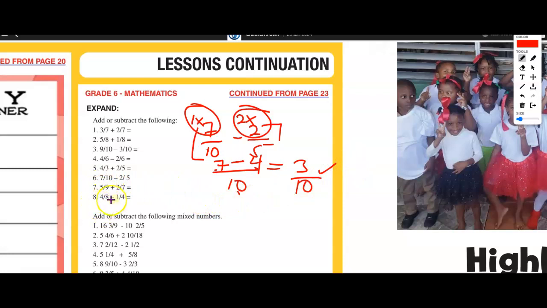Let's see, 5 ninths plus 2 sevenths. Let's fix.